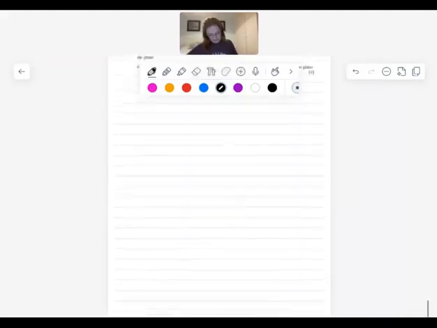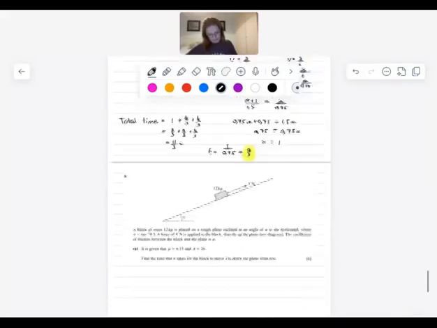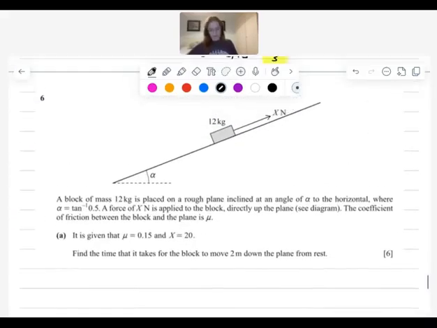Let's take a look. We've got 2 questions left. Okay, let's keep going. So here we have a block of mass 12 kgs on a rough plane. Rough, as soon as you hear that, you know that there's friction involved. Friction is mu times R. Inclined at alpha, where they give us alpha. The inverse of tan of 0.5 is alpha.